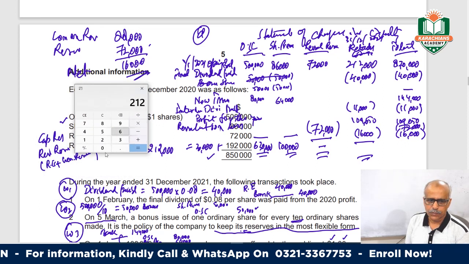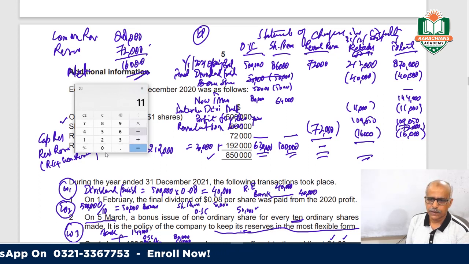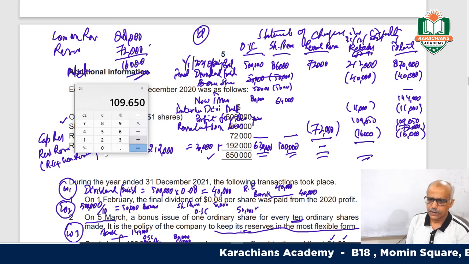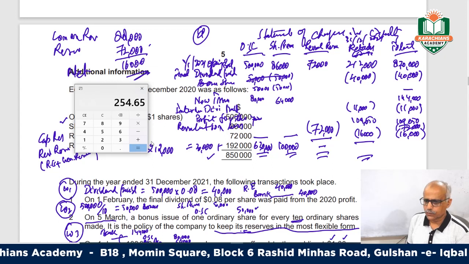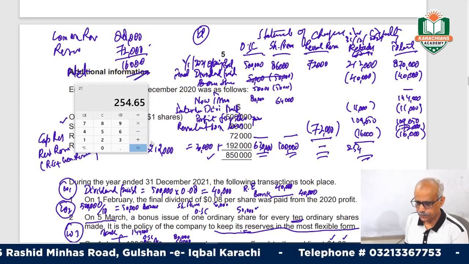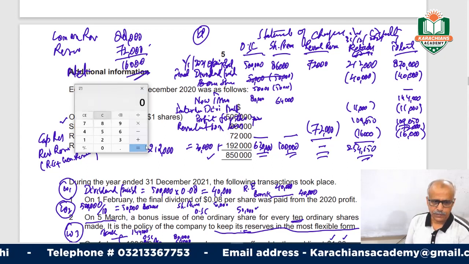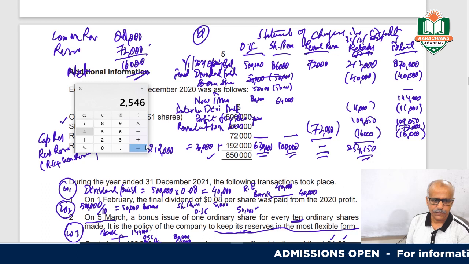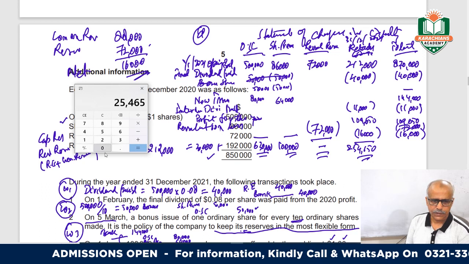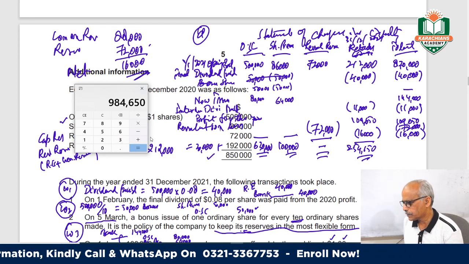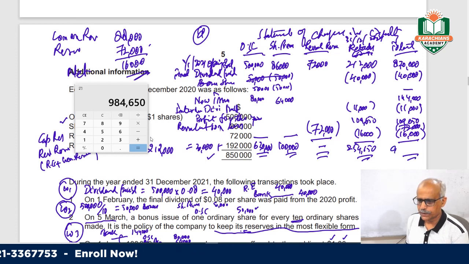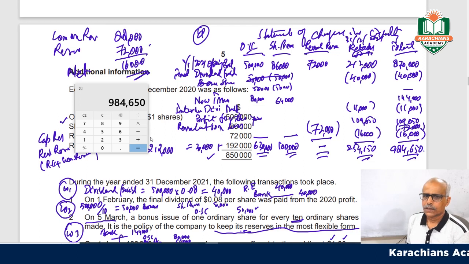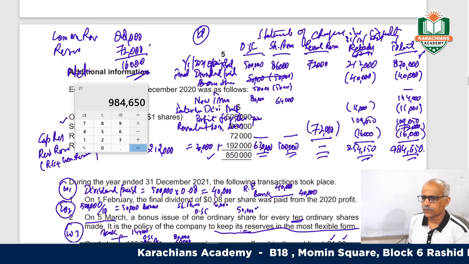So what will this be? 212 minus 40 minus 11 and plus 109.65 and then minus 16. This is 254,650. So we can do 630,000 plus 100,000 plus 254,650, which is 984. So your equity would be 984,650. So this was your opening equity, and this will be your closing equity, right?